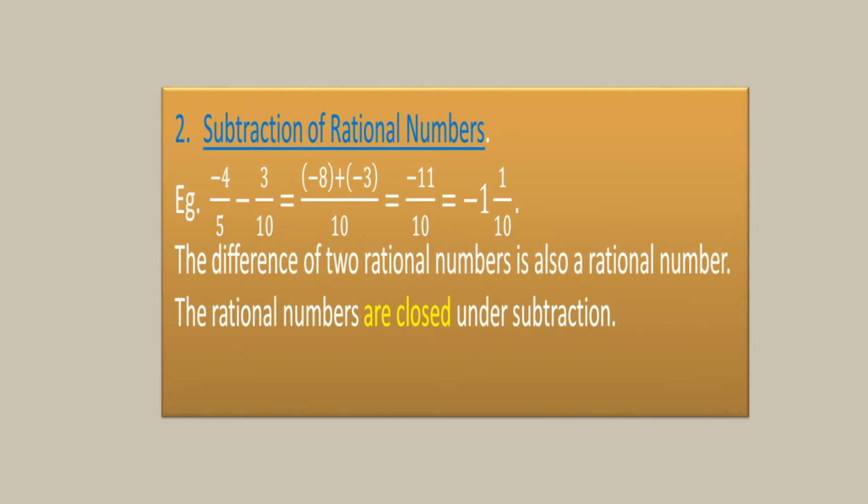Now, let us take the case of subtraction of rational numbers. Consider the example minus 4 by 5 minus 3 by 10, which is equal to minus 8 plus minus 3 by 10, and that gets you the answer minus 11 by 10, which is the same as minus 1 1 by 10. You can check with any number of examples. You see that the difference of two rational numbers is also a rational number. So here also we say the rational numbers are closed under subtraction.